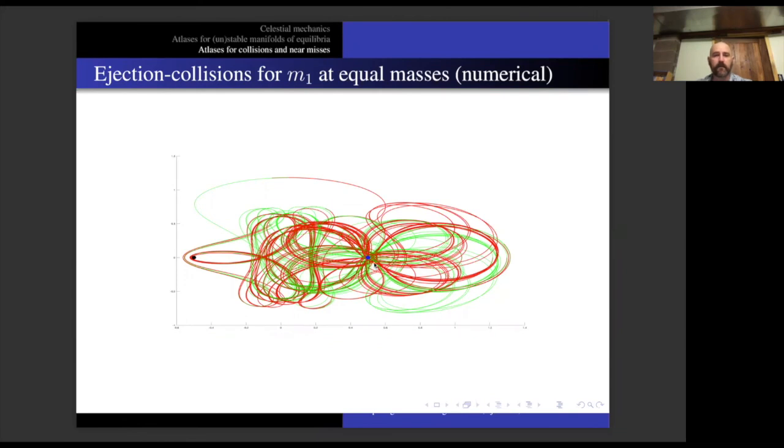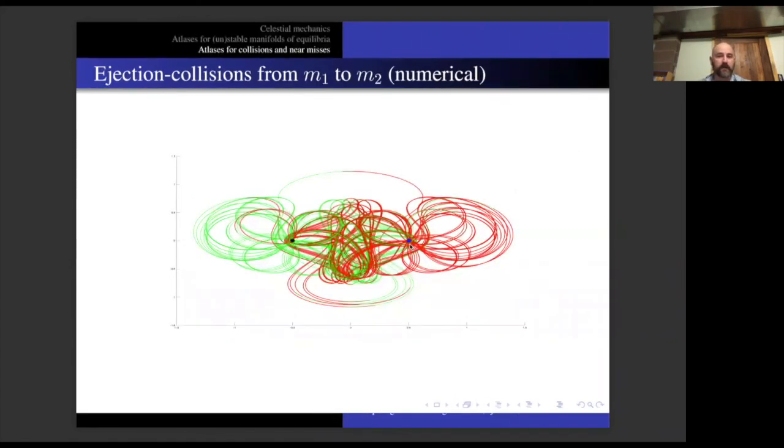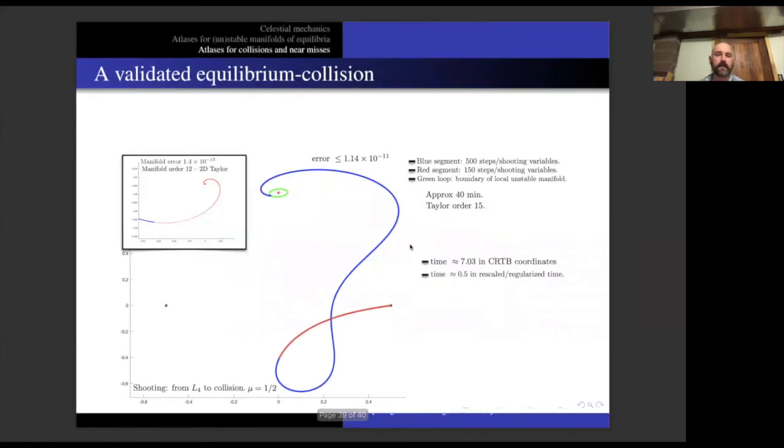So these are things that leave the first primary here. They wander around and then they collide again in forward time. So there's like 81 of these. M1 to M2, these are ejection collisions that leave the large primary and collide with the small primary. And now here's the validation of one of these guys. So each of these other kind of numerical conjectures can be validated using this boundary value solver.